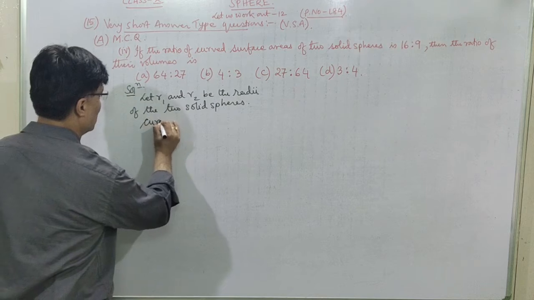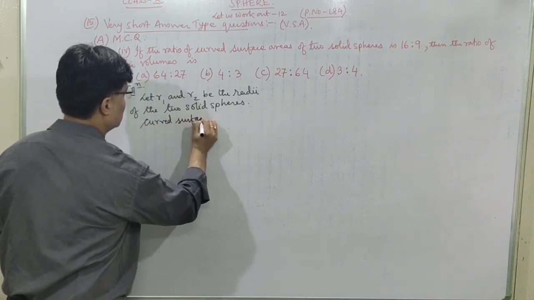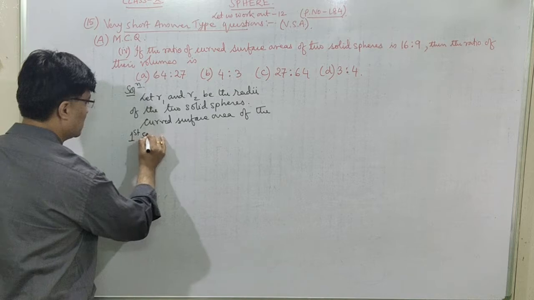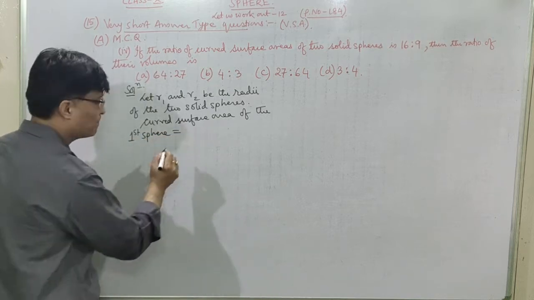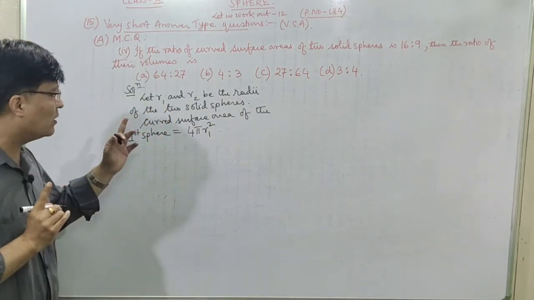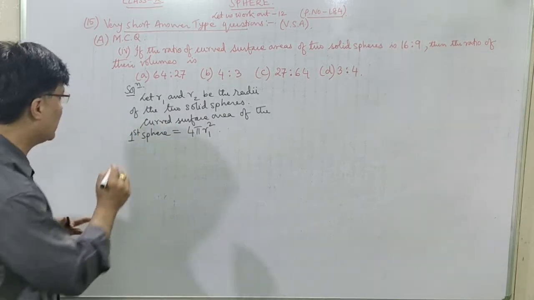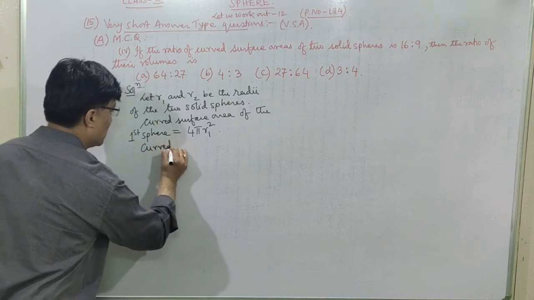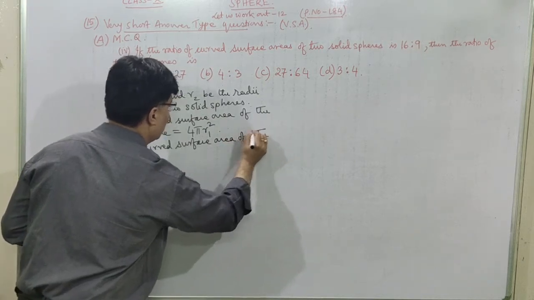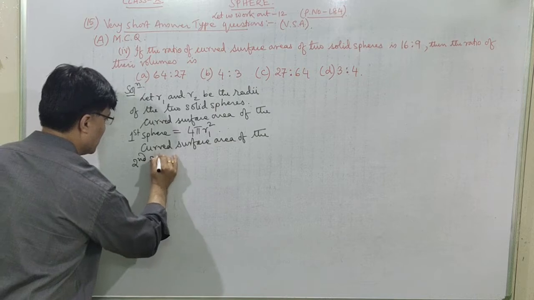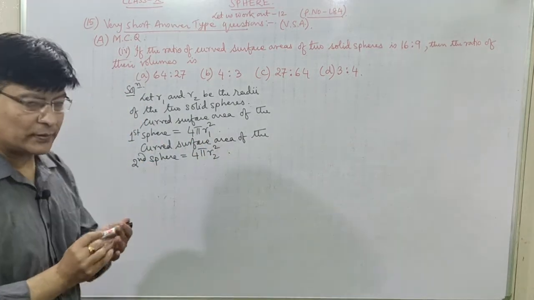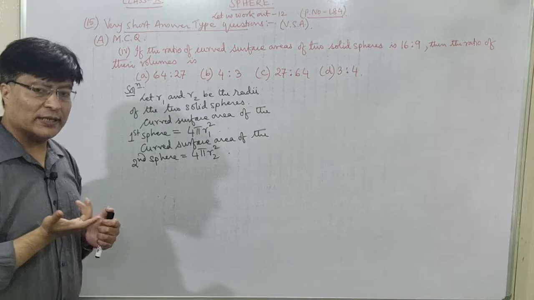So curved surface area of the first sphere is equal to, how much is it? It is 4 pi r1 square. Is that clear? What is the formula for curved surface area of the first sphere? It is 4 pi r1 square. So similarly, curved surface area of the second sphere is equal to 4 pi r2 square. Is that clear? So now what will you do in the next step?